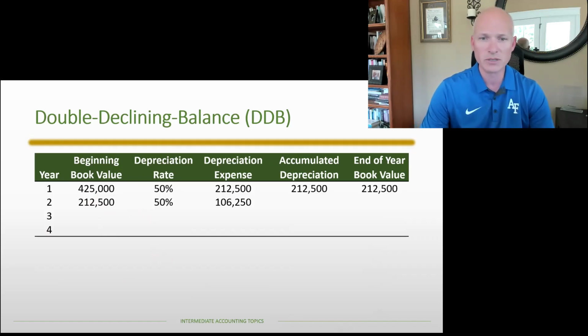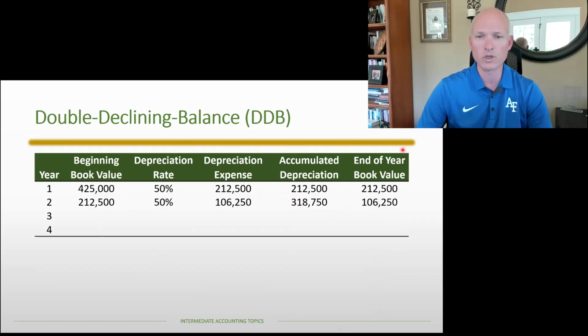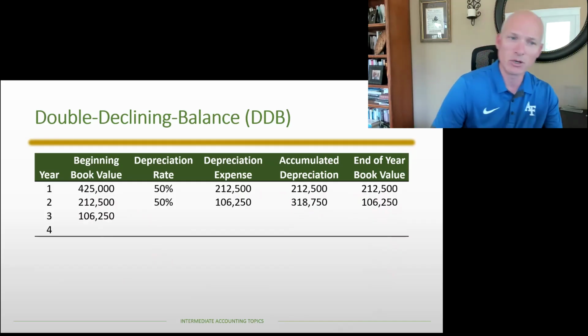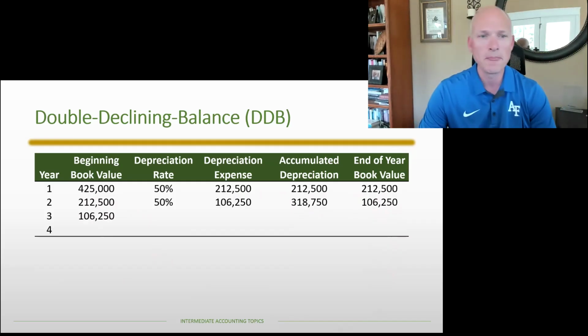106,250. Our accumulated depreciation, now, of course, we're summing them, right? So it's the 212,500 plus the 106,250 for a total of 318,750. The end of year book value is our capitalized cost, which is 425,000, minus 318,750, which means the end of year book value is 106,250. We take that and bring it down. So now our beginning of the year book value is 106,250.